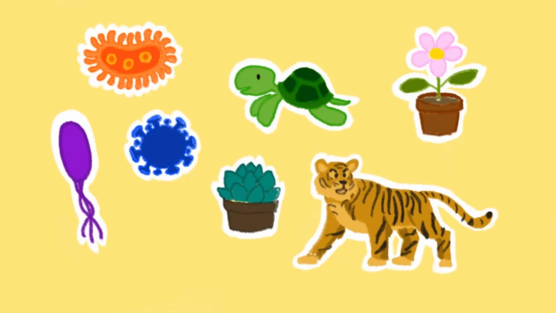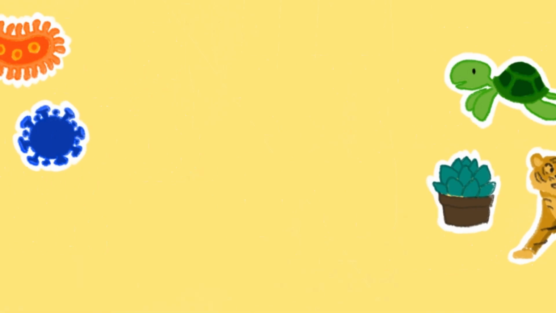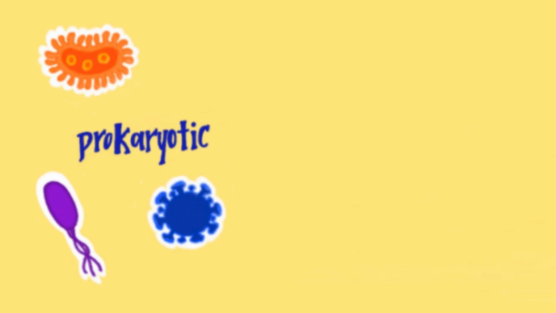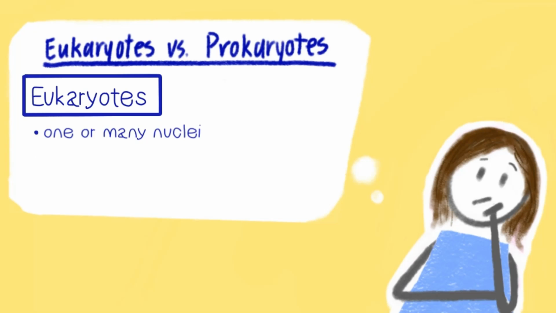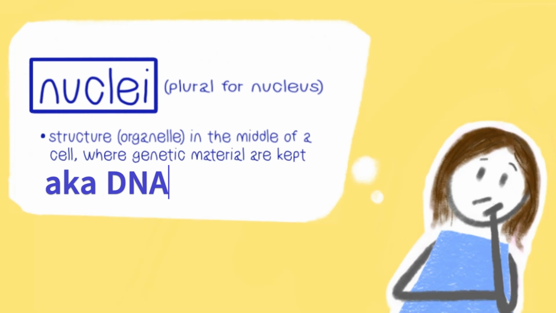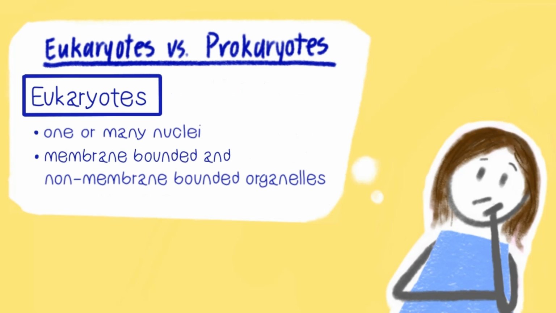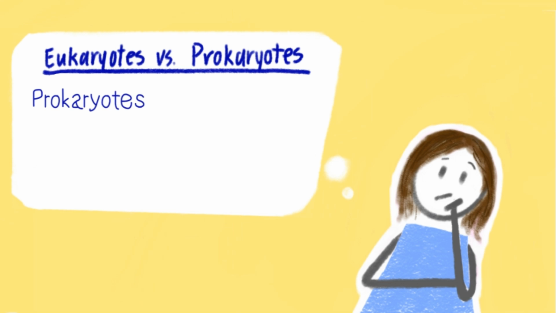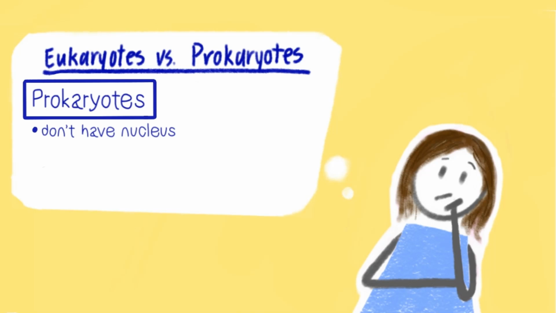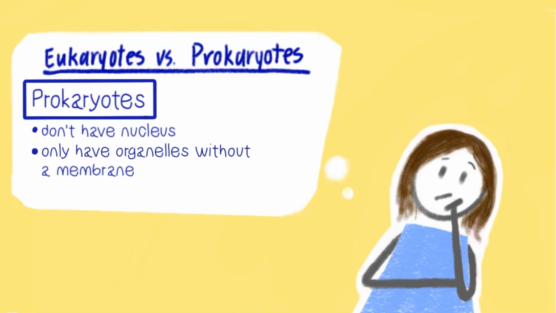There are two categories that organisms fall into, prokaryotic or eukaryotic. The main distinction between them is that eukaryotes have cells with one or many nuclei where they store their genetic material. Eukaryotic cells also have membrane-bounded and non-membrane-bounded organelles, which are specialized structures with specific functions within the cell. In contrast, the cells of prokaryotes don't have nuclei at all, and they only have organelles without a membrane.